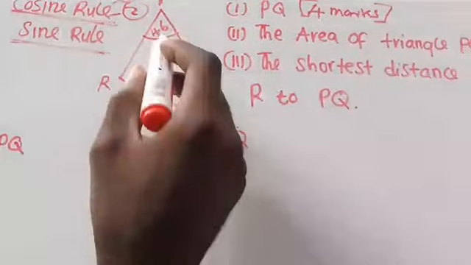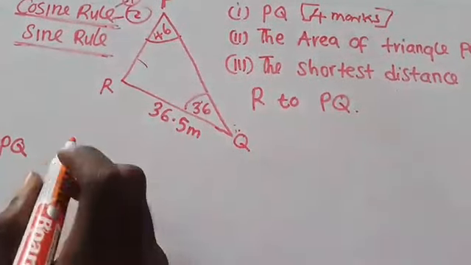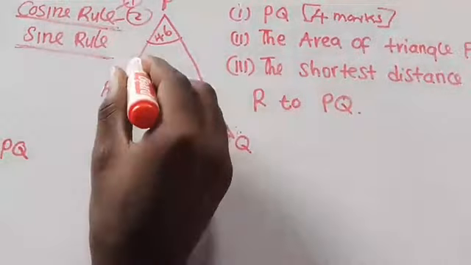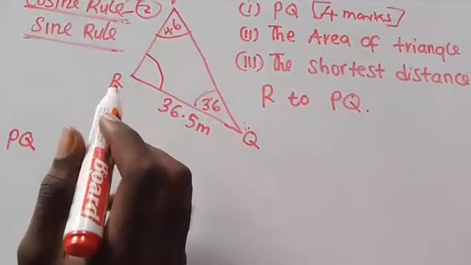We are given 2 angles. We need to find the angle that is here. This is the first thing that you need to do. When you are given the 2 angles, you need to find the angle that is missing.